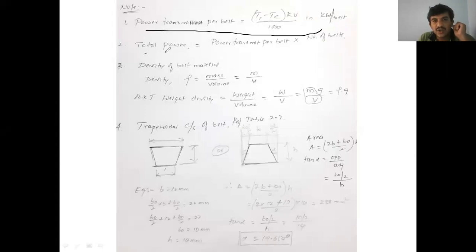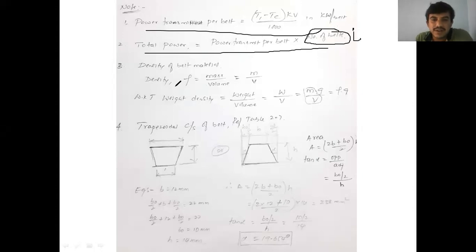Second one, you can see the total power. In flat belt drive, total power is equal to what? Power transmitted per millimeter square area of the belt into cross section area of the belt. But in V belt drive, total power is equal to power transmitted per belt into a number of belts. Number of belts that we represent as I. Okay, so remaining formulas are same.